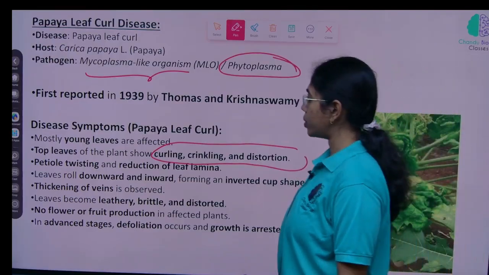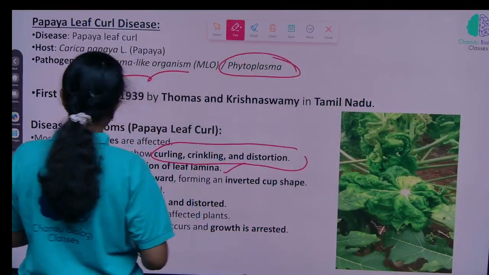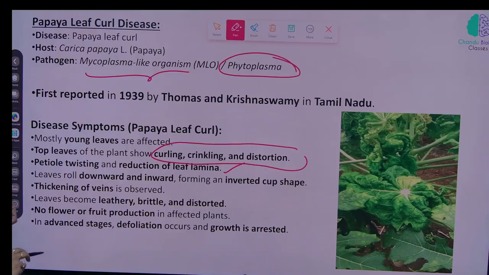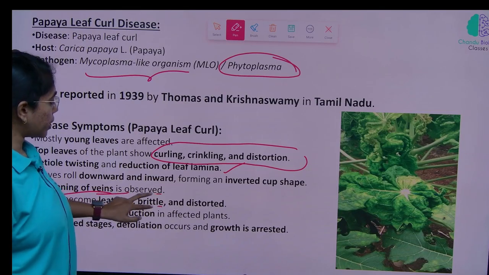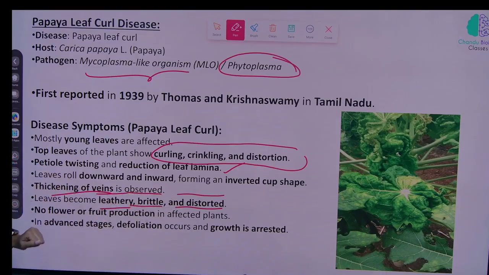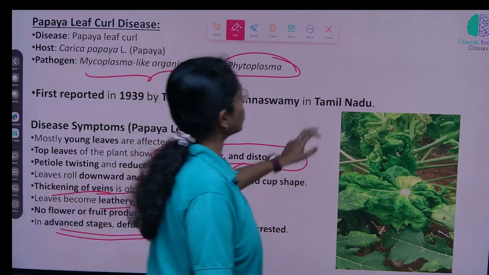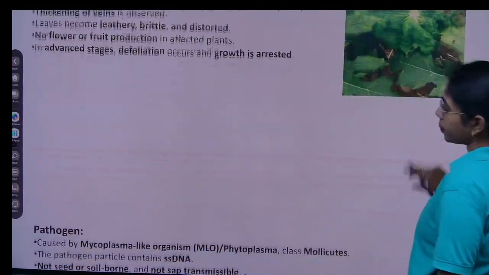Petiole twisting happens, with reduction of leaf lamina. Leaves roll downwards and inwards. Thickening of veins. Leaves become leathery, brittle and distorted. No flowering or fruit production is seen. Advanced stages cause defoliation also, and the growth is arrested completely.